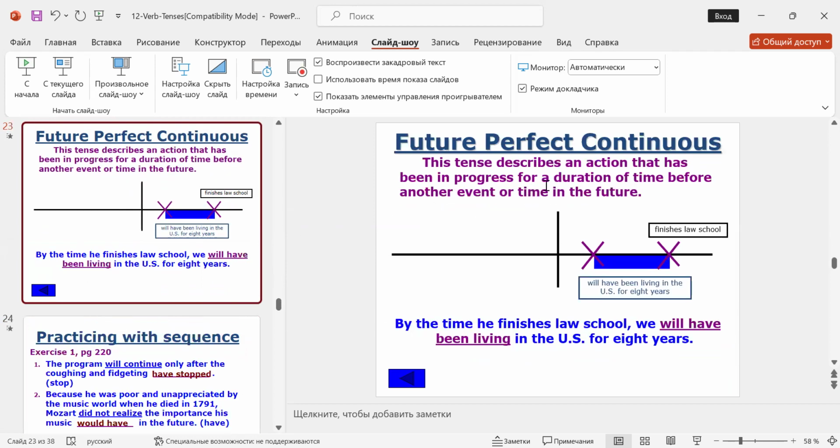Future perfect continuous. This tense describes an action that has been in progress for a duration of time before another event or time in the future. By the time he finishes law school, he will have been living in the USA for 8 years.